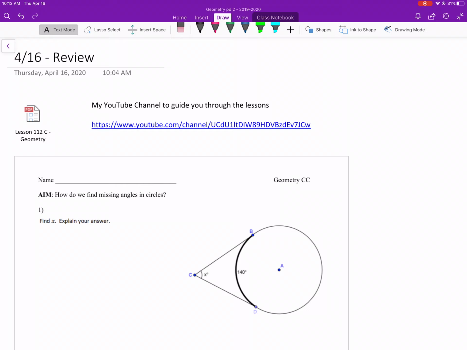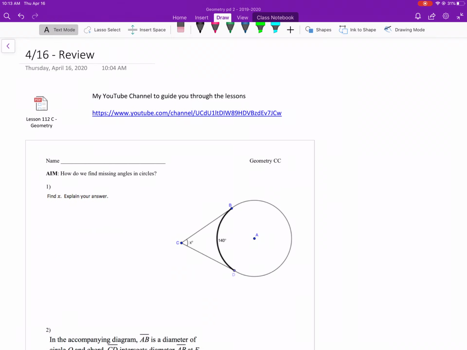You can see our aim today: how do we find missing angles in circles? So we're just going to take a look at a bunch of review questions. You can pause the video at any point, work on them by yourself or with the video. Totally up to you, but we'll work on 4 together now, and then 3 I'll leave for you to complete throughout the day. Remember, your Delta Math is also due tonight at 8 o'clock, so make sure you get that done as well.